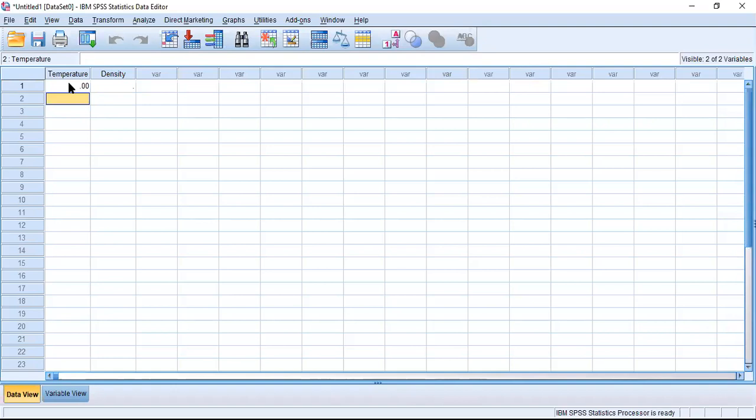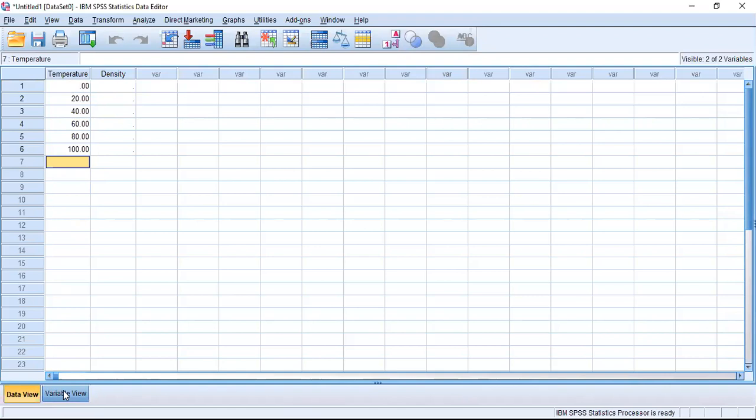Next, 20. Next, 40. Next, 60. Next, 80. The next, 100. Next. That's the last one. Then we move on to density.